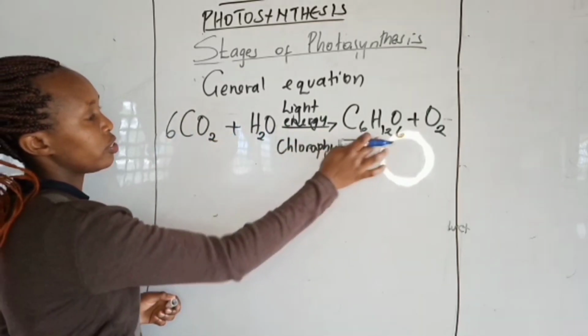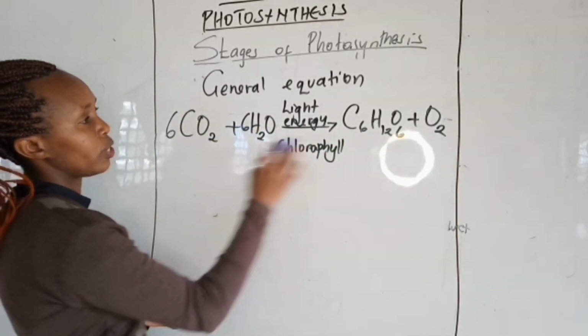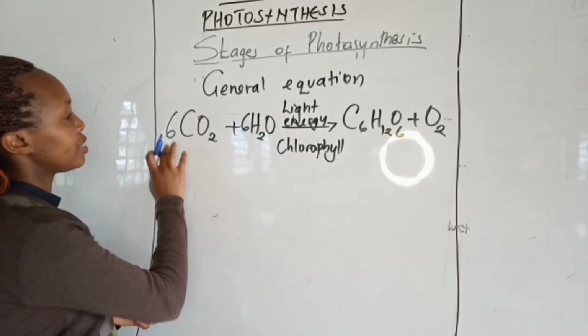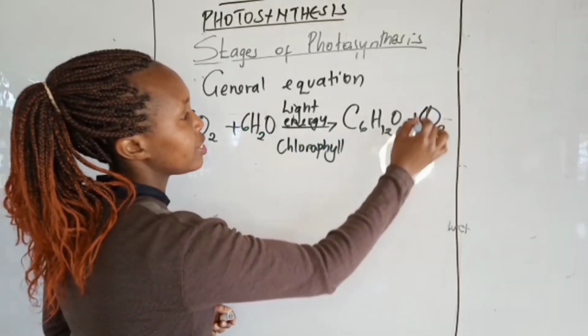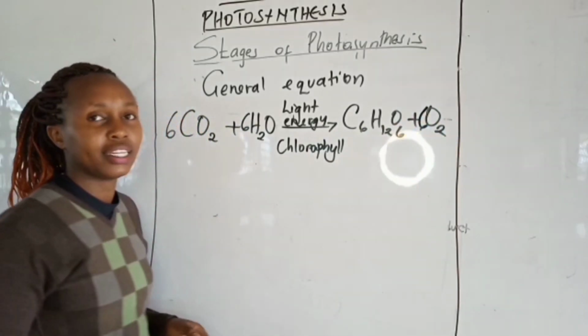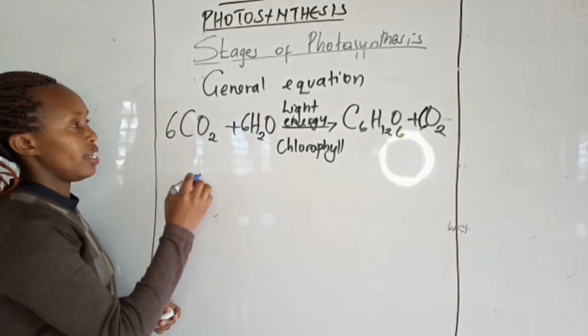Let us go to hydrogen first. We get 6, 12, 12. And then oxygen, these are 12 plus 6, 18. 6, so we have 6 here, so that we get 12, we get 18.